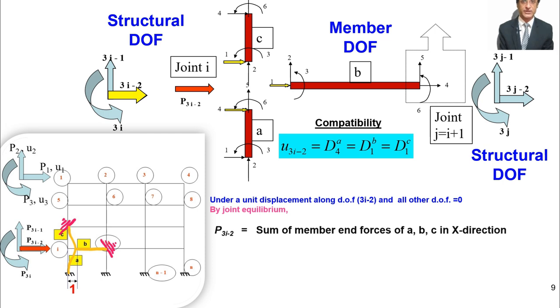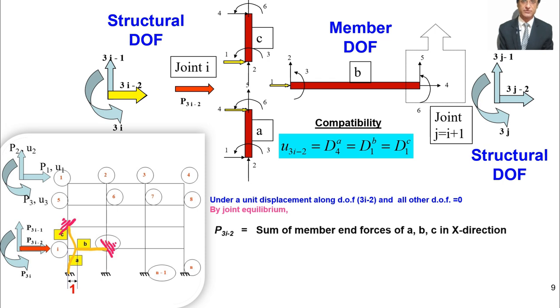Kij. So what is that i and what is that j? This is degree of freedom 3i minus 2. So basically it's k, yes, exactly. It's k 3i minus 2, 3i minus 2. Right? It's the diagonal term. Okay. So we have applied unit displacement along this particular degree of freedom.